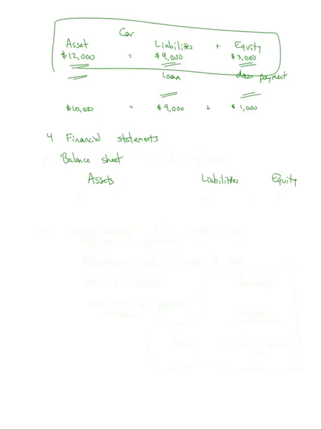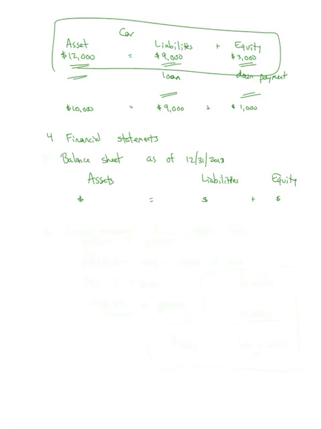So, for example, as of December 31st, 2013, what are the assets of a particular business, what are the liabilities that it owes to others, and how much equity do the owners have left over? The dollar amount of assets will always equal the dollar amount of liabilities plus the dollar amount of equity, because that's how the basic accounting equation works. The balance sheet is a report as of a particular point in time of the assets, liabilities, and equity. That's one of the basic financial statements.